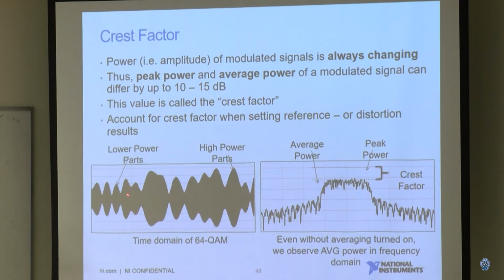So you see a signal, right? In the time domain, you see some areas are low power, some sections are high power, and in the frequency domain, you can show the average power, but sometimes you probably have a spike going up to a peak power. So between peak power and average power is a difference called the crest factor.